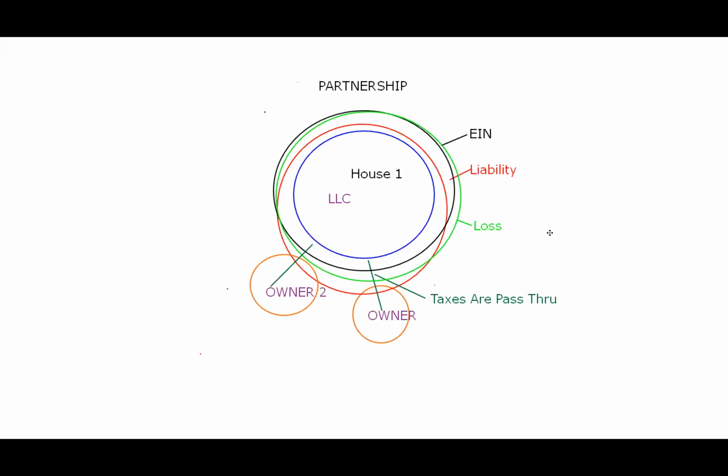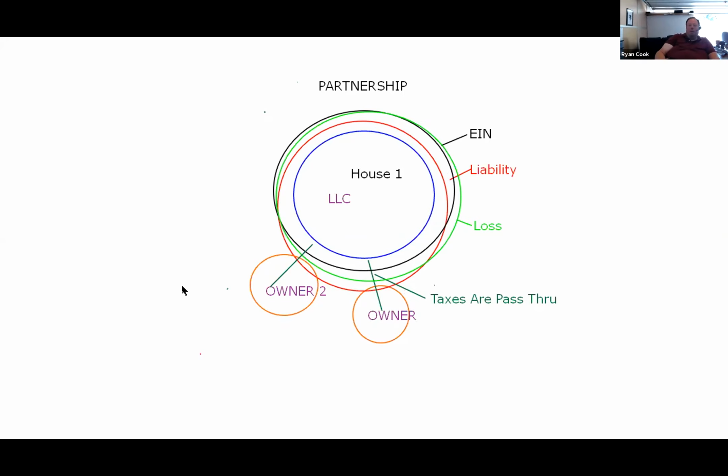Yes, but the owners, they shared the liability. No. In this case, remember this intersection, this little bit here? This is only that's why it's called limited liability. There is a chance that if they do something wrong, remember, there is a little bit of liability still. Remember that word, limited liability company.